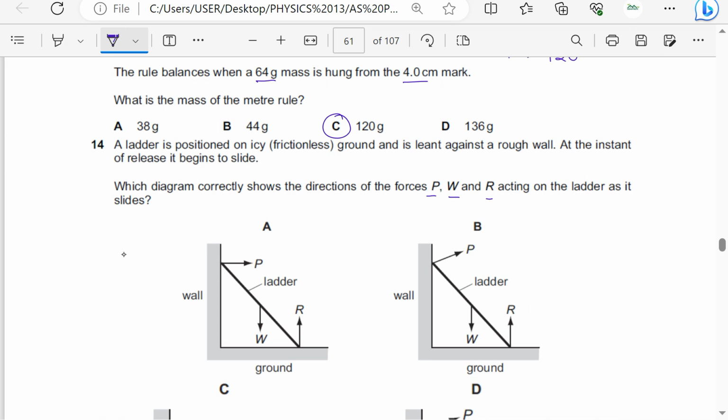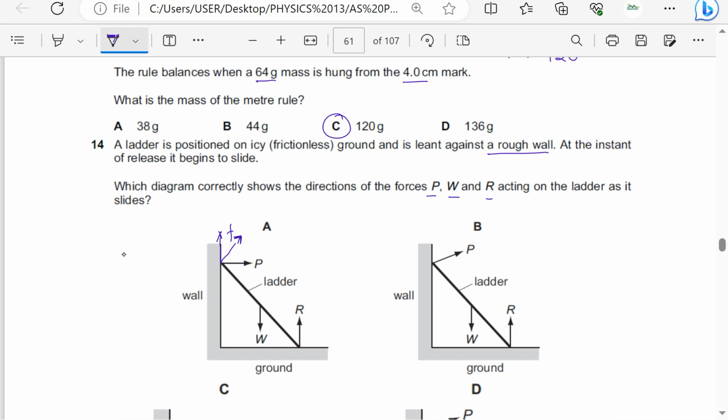Of course, it is leaning against a rough wall. That means there must be friction here. And because it only slides downwards, friction must be upwards. There should be friction upwards. And if the normal reaction is in that direction, then the resultant reaction, the resultant force here must be somewhere here. So the question is, which diagram correctly shows the direction of the forces P, W, and R acting on the ladder as it slides?